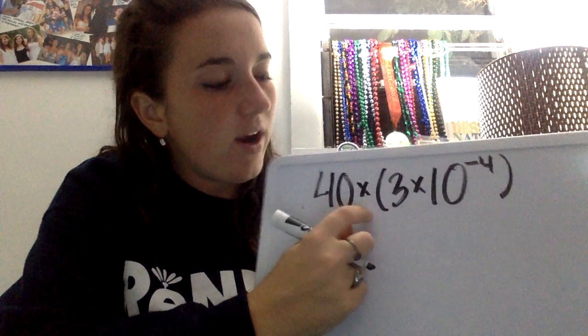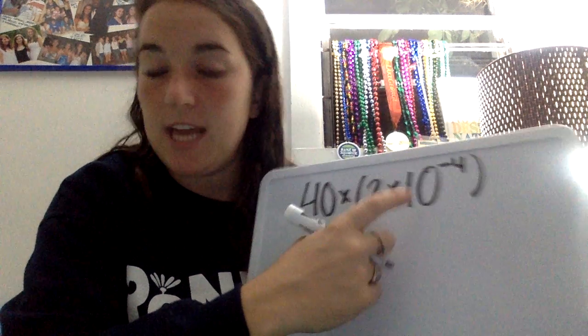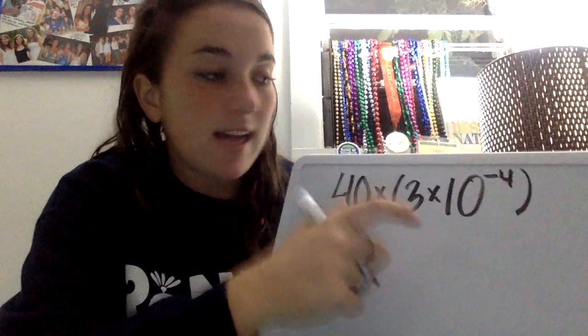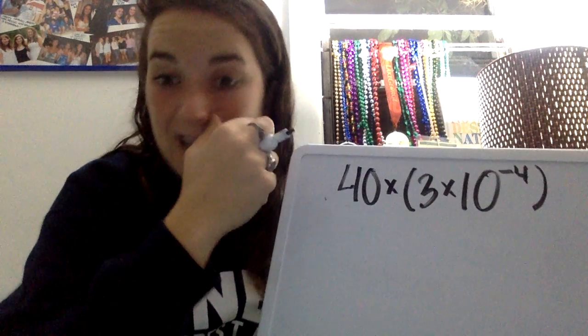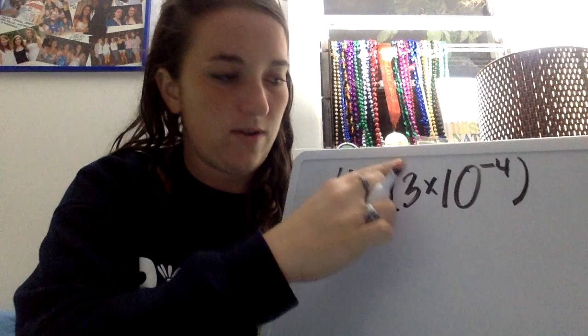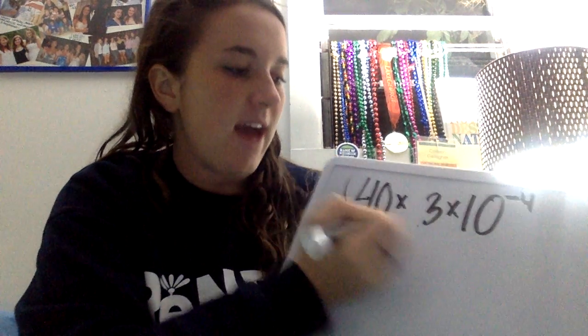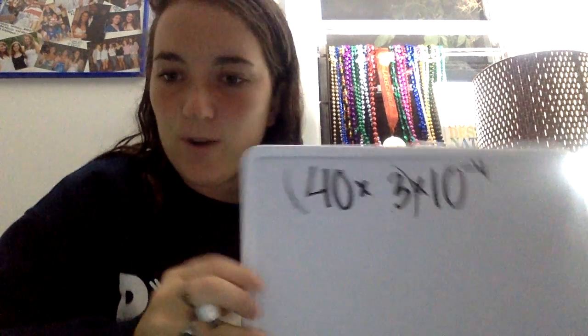First, let's check. What operations do we have in this expression? I have multiplication here and multiplication here. This tells me that I can go in any order. I can multiply in any order that I want. So instead of having the parentheses here, I can start by multiplying 40 times 3.